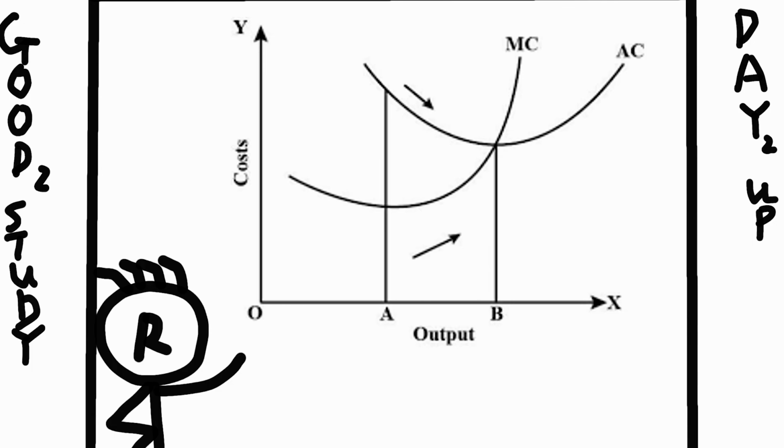That is because before point B, MC is lower than AC. So for every additional product you produce, you can still bring down your AC. But after point B, MC is larger than AC, meaning that for every additional product you produce, you will lift your AC. Then it's not worth it. So firms want to produce where MC is equal to AC. At this point, the production is the most efficient.